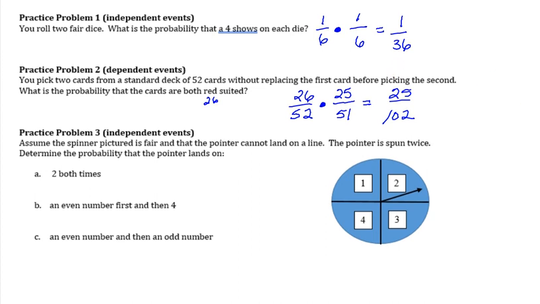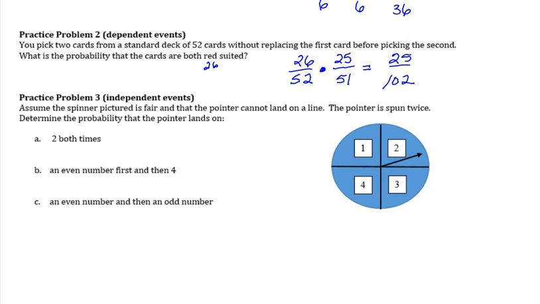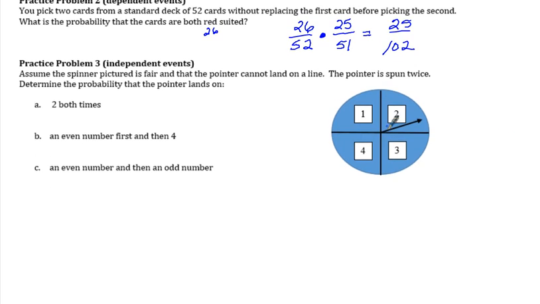All right, practice problem 3, I'm talking about independent events again. If you spin this spinner, whatever you spin on the first spin has 0 impact on what you get on the second spin. So that's why they are independent events. And this is fair. We're assuming there's no sticky points. There's equal chance of hitting any of these. The pointer's spun twice. Determine the probability that the pointer lands on 2 both times.